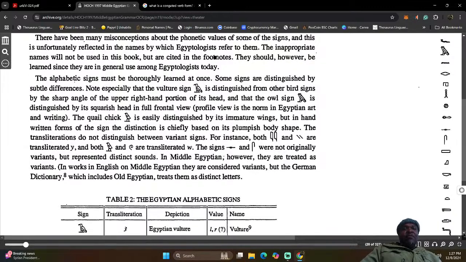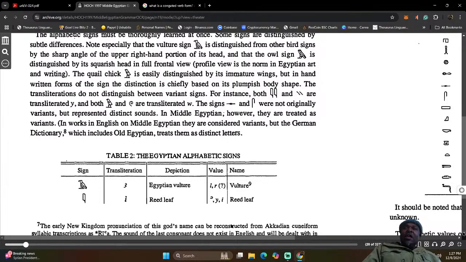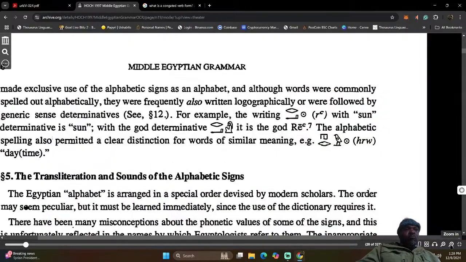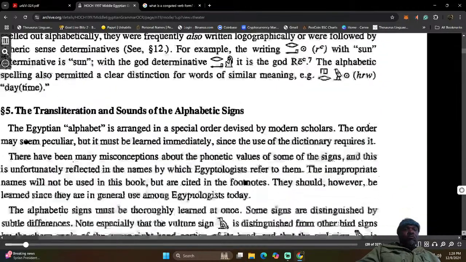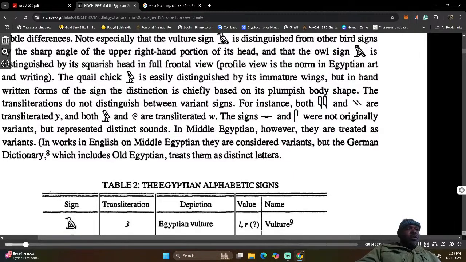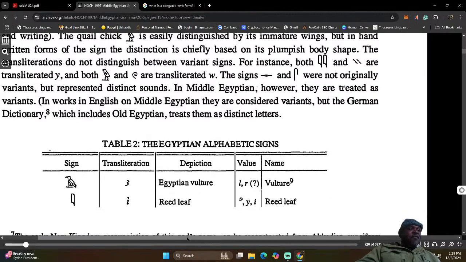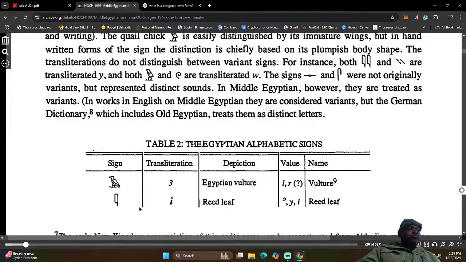And this is the problem. Someone would think a fool, like if you've been through this process, then you can understand where other people are in the process. Let me show you what I mean. We're going to look at the table of Egyptian alphabetic signs, right?